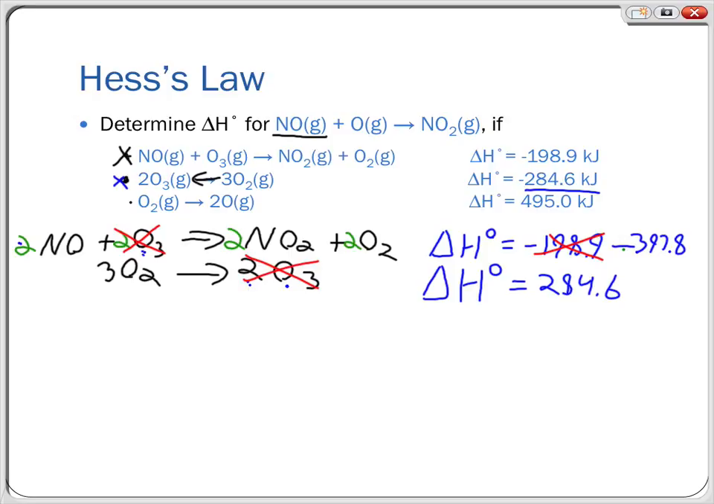Now let's see what else cancels on here. So we also have a 3O2 over here and a 2O2 over here. So we can cancel out the 2O2 by canceling out the 3 on this side. We still have an O2 on that side. So right now we have 2NO plus O2 yields 2NO2. And so right now we still have an O2 on this side here that we don't want. We're going to want to get rid of that. We're going to want to shift it away.